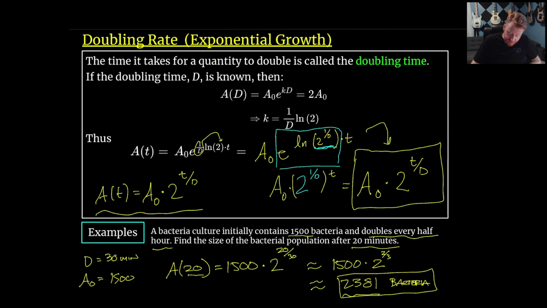And that makes intuitive sense to me because after 30 minutes, we would expect to have 3,000. So after 20 minutes, we're somewhere between our initial amount and the doubled amount. So we're not quite there yet. So yeah, I'm feeling good about this one.